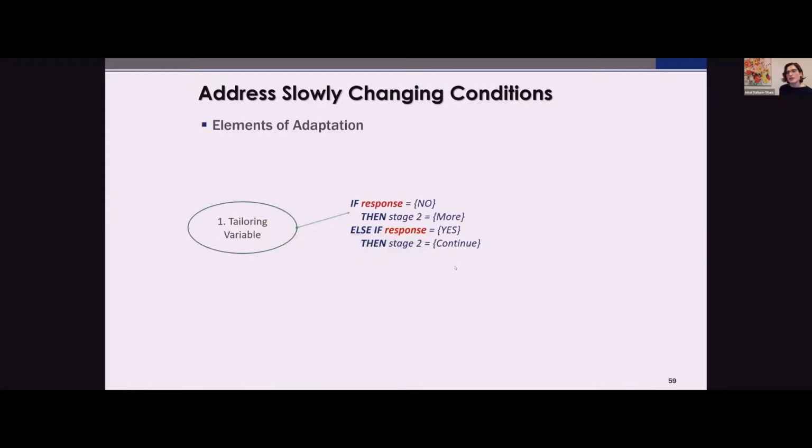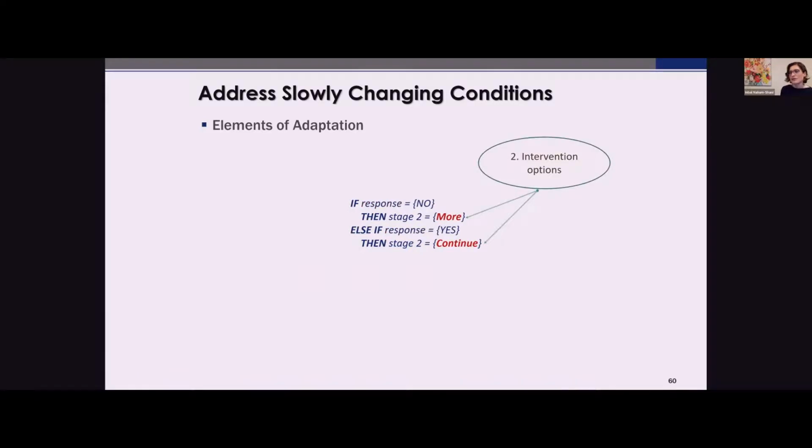The first element of the adaptation is the tailoring variable. Tailoring variables are information about the person that we use to decide whether and how to intervene. And here, the tailoring variable is the participant's response status. We use information about early response status to decide whether to deliver more support or continue. The second element are the intervention options. These are different components that you consider, right? Different intensities, different content, different modalities, different tactics. Here, there are 2 different tactics that we consider: provide more support or continue.